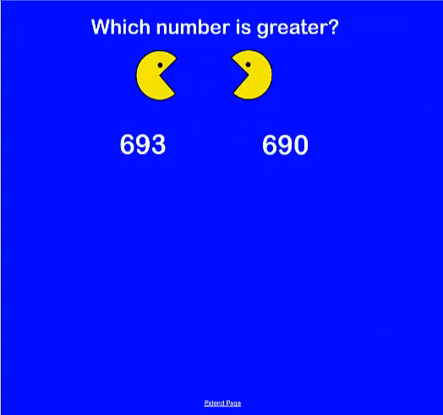Which number is greater? 693 or 690? The first thing I want you to do is take a look at the digits. There are 3 digits in this number, which means it goes up to the hundreds place, and there are 3 digits in this number, which means it goes up to the hundreds place.